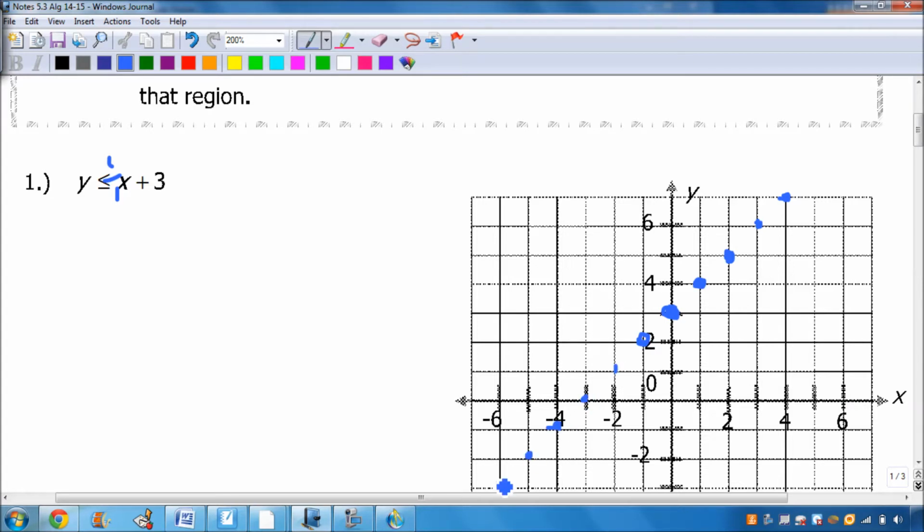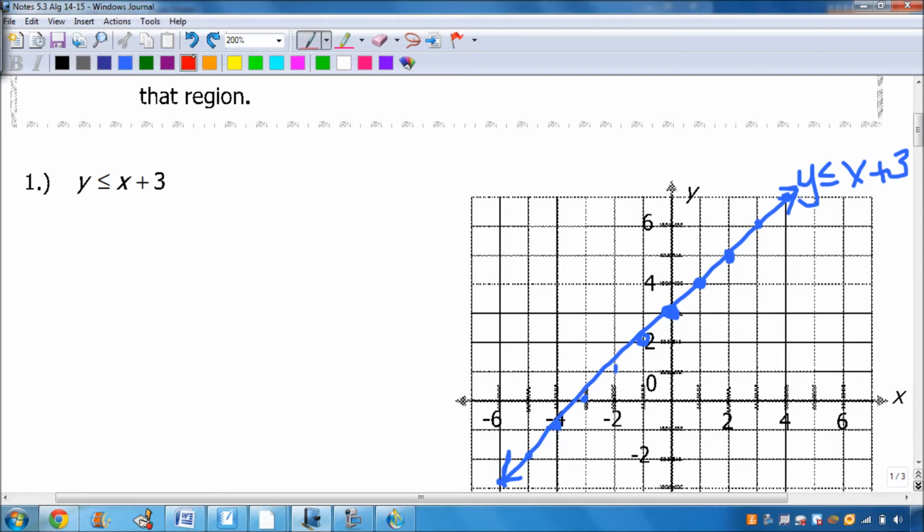Now the question is, what kind of a line am I going to graph? Am I going to graph out a solid or a dotted line? Well, because it's equal to it, I'm going to graph out a solid line. So y is less than or equal to x plus 3. Now think about it logically. Since this right here is less than or equal to x plus 3, it should be underneath this graph that we have here. So let's go ahead and test any point that's under the graph.